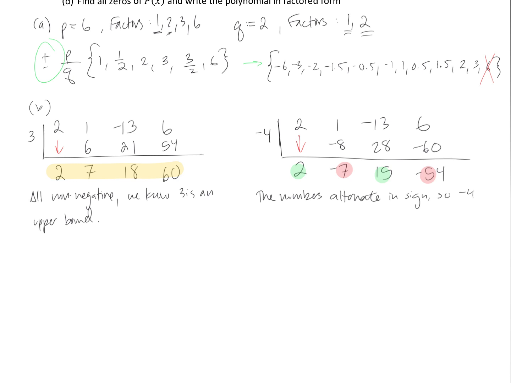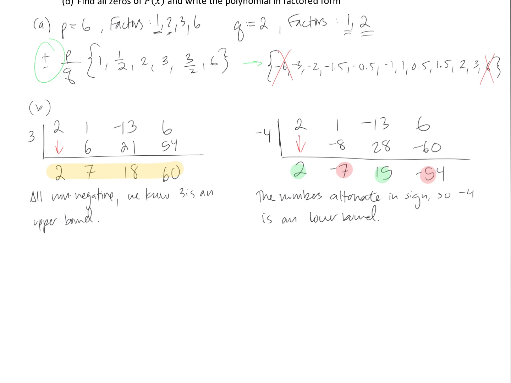So negative 4 is an upper bound, or a lower bound. Alrighty. So since negative 4 is a lower bound, we know that anything smaller than negative 4 would not be a possible 0, which knocks out negative 6.